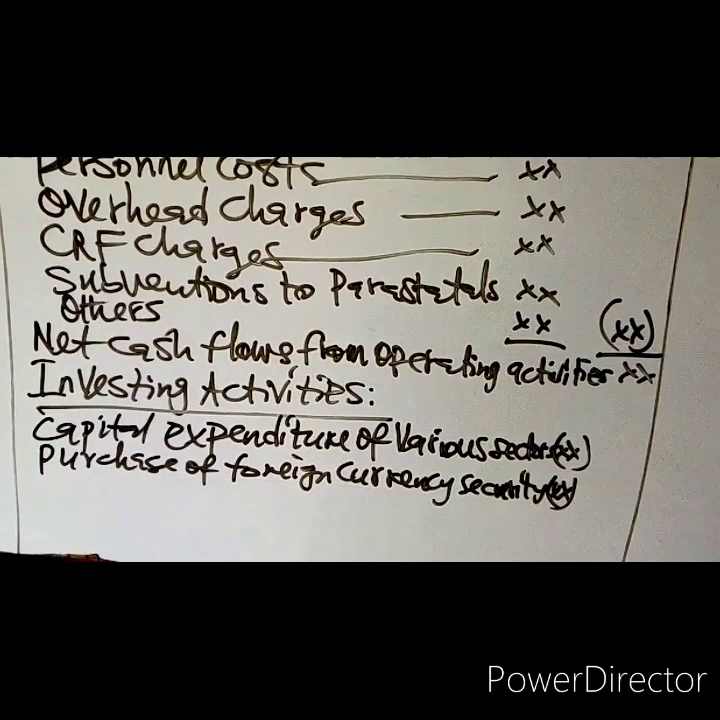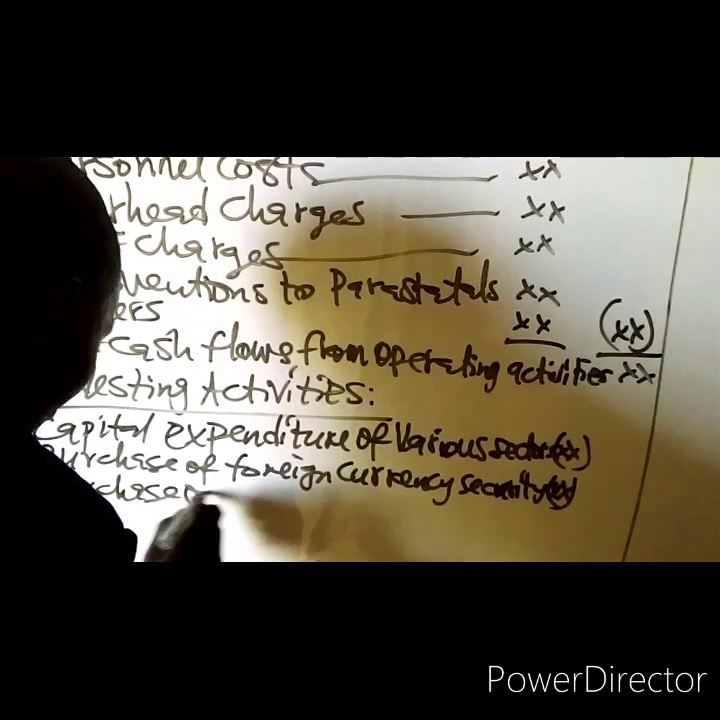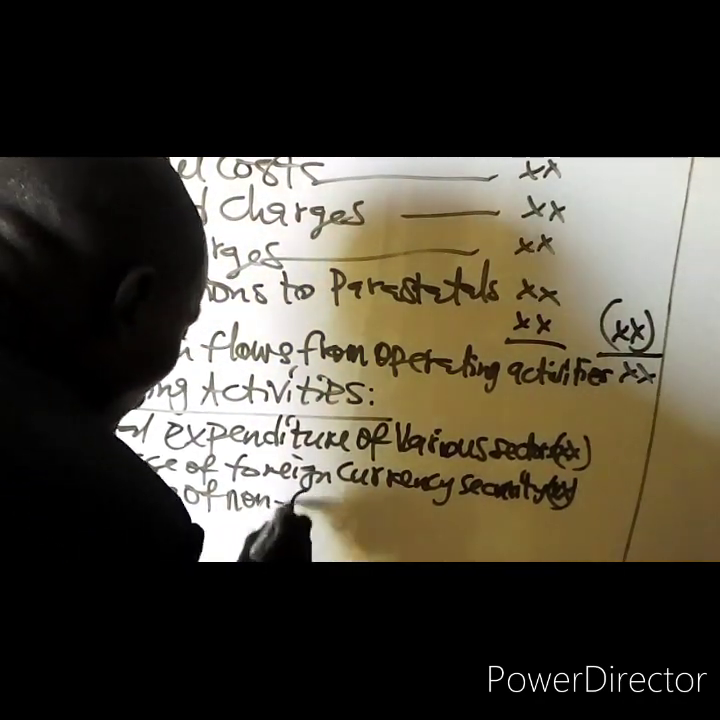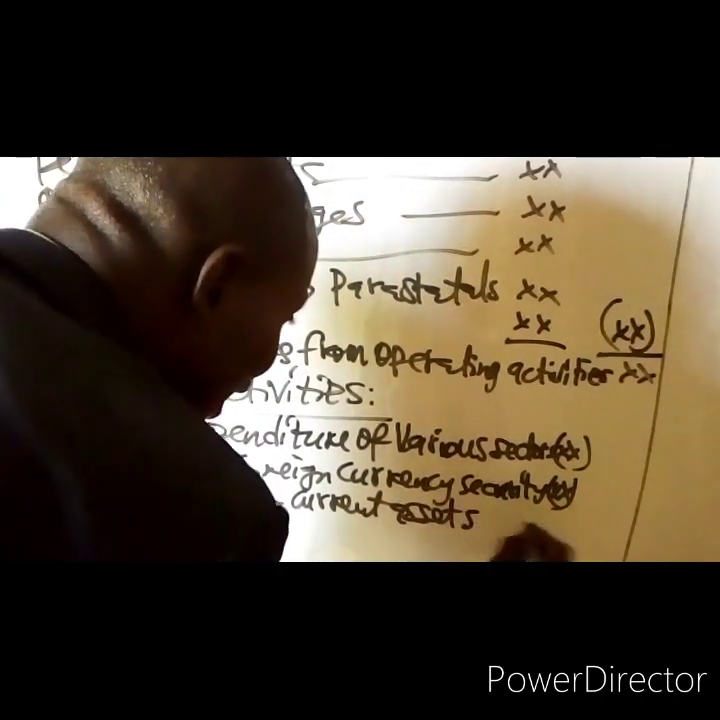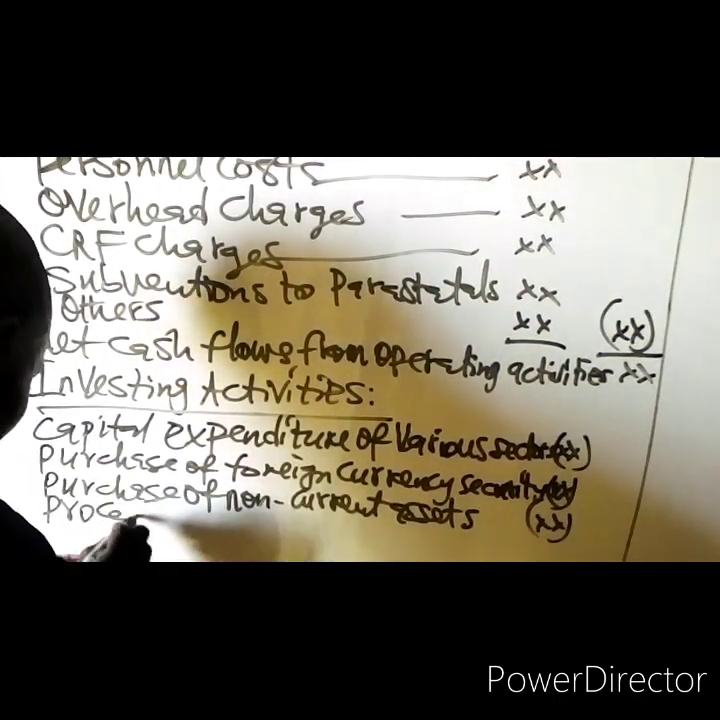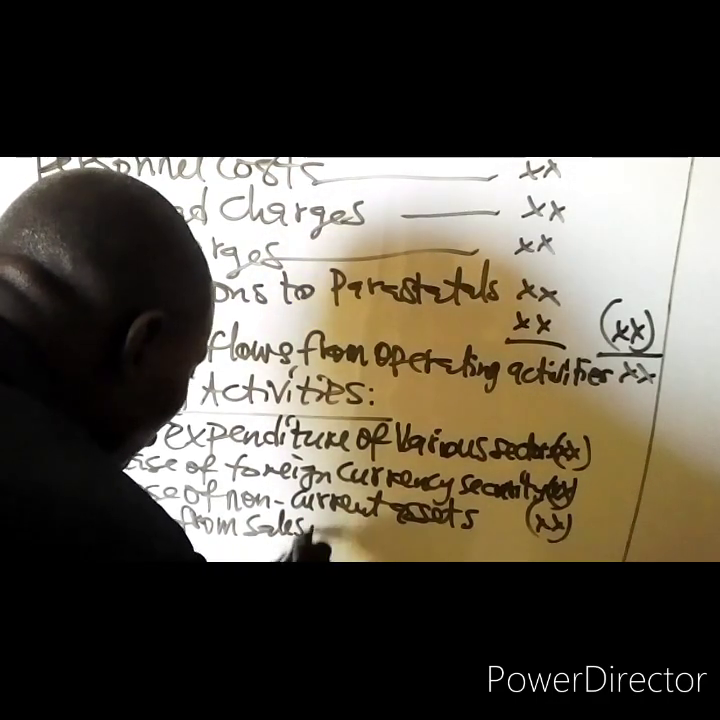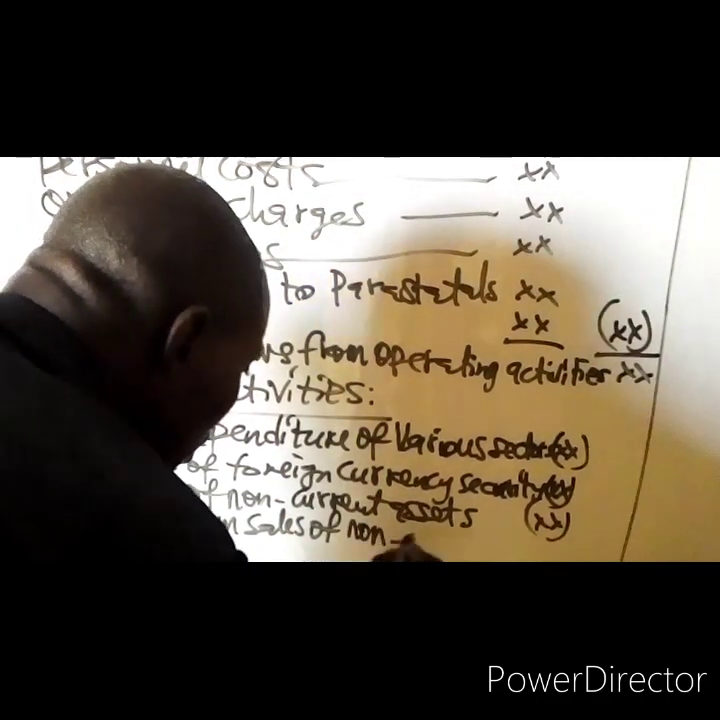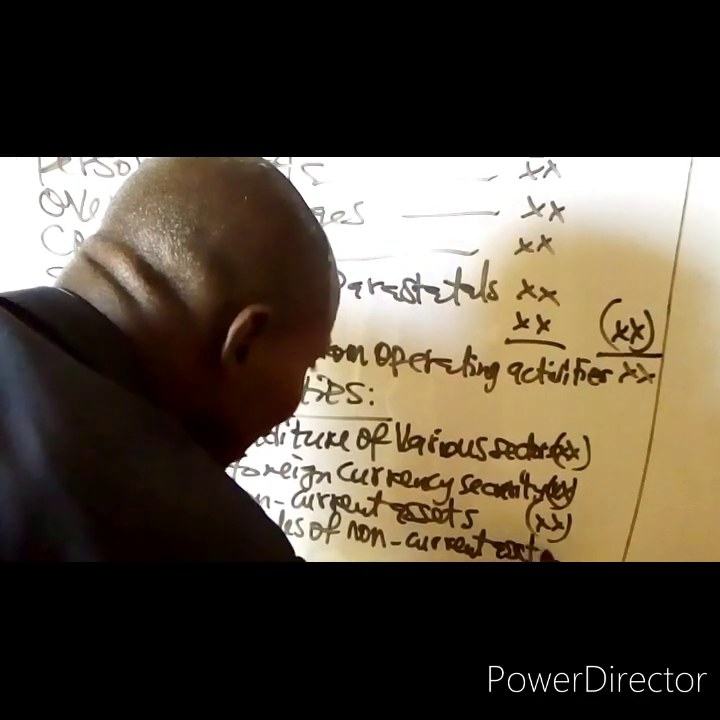Then we have purchase of non-current assets, which is an outflow. Proceeds from sales of non-current assets. That is an inflow.